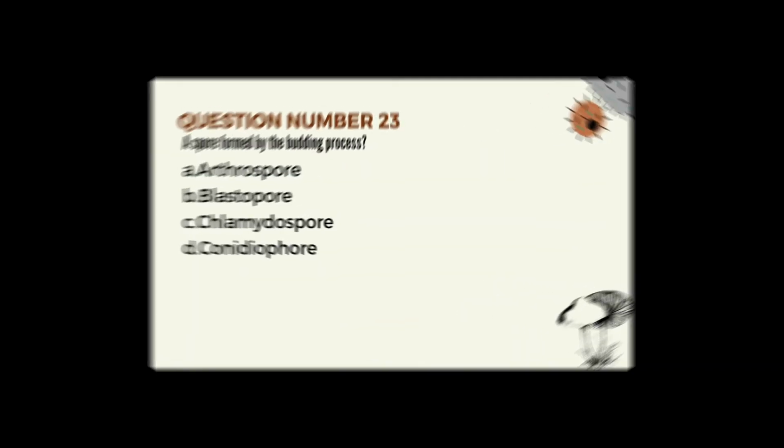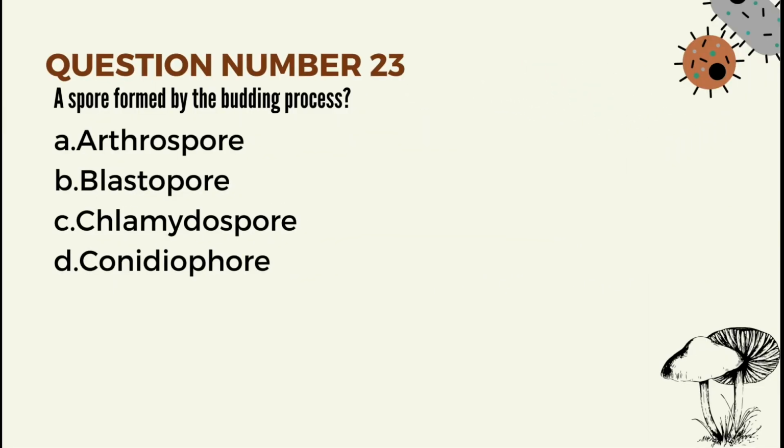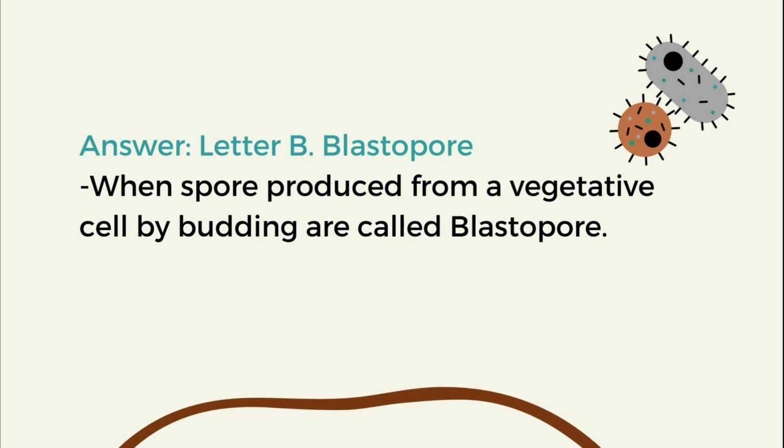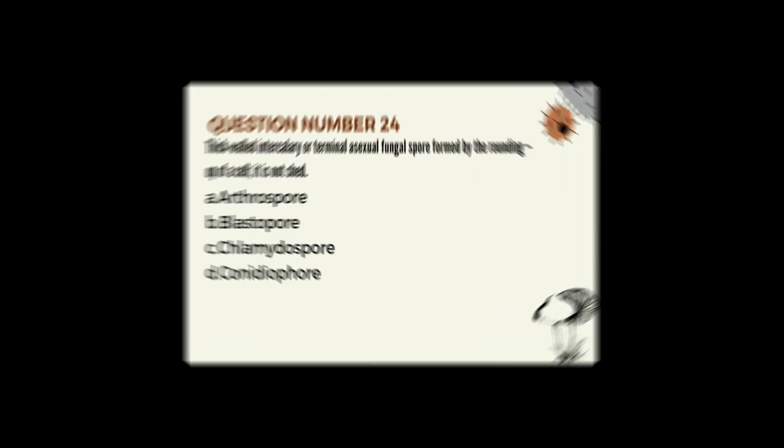For question number 23, a spore formed by the budding process. A. Arthrospore, B. Blastospore, C. Chlamydospore, or D. Conidiospore. Answer is letter B, Blastospore. Spores produced by a vegetative cell by budding are called blastospores.